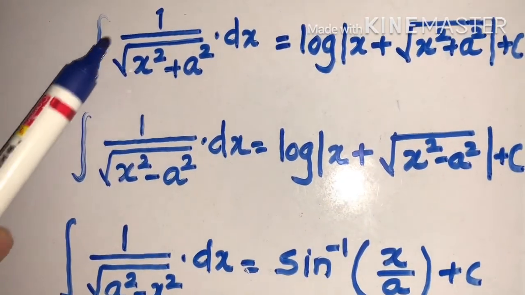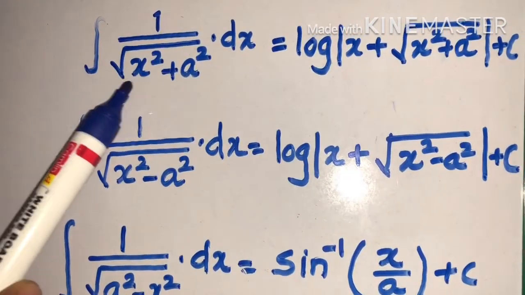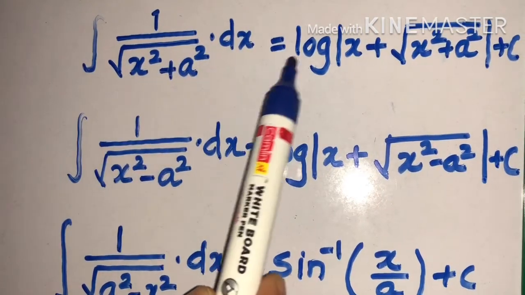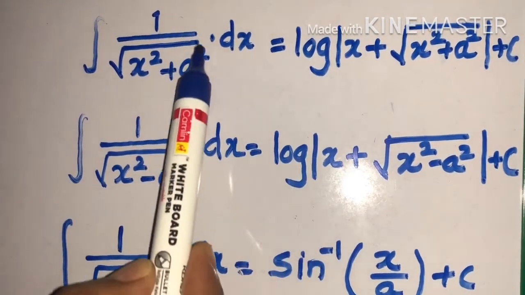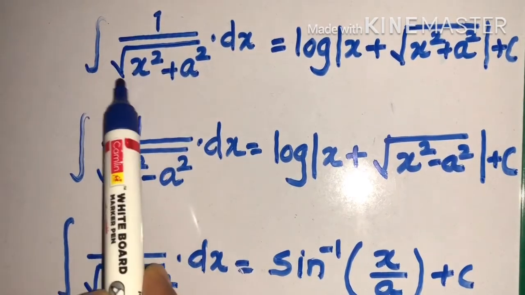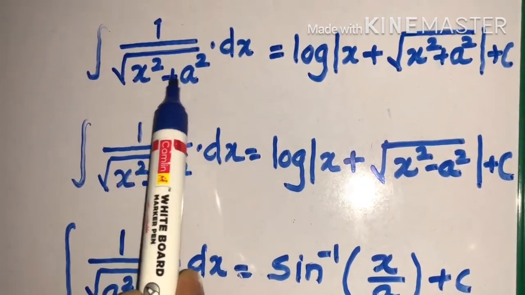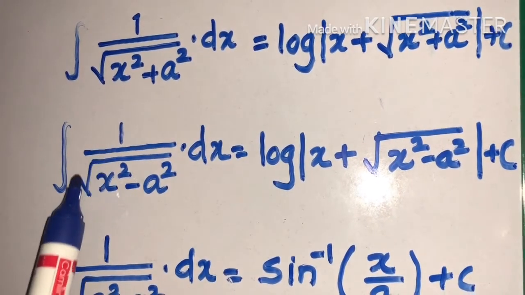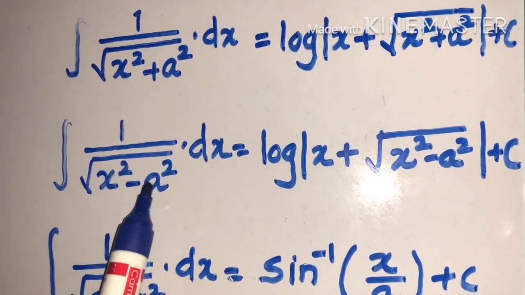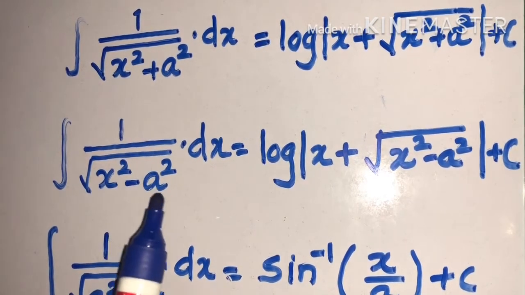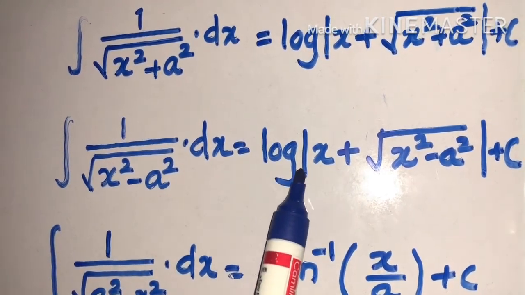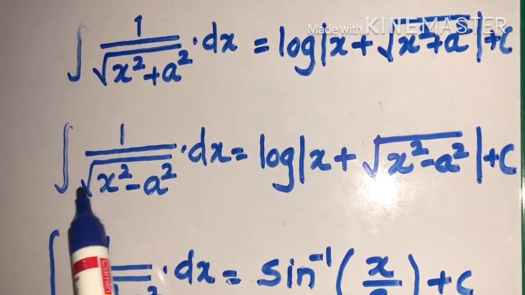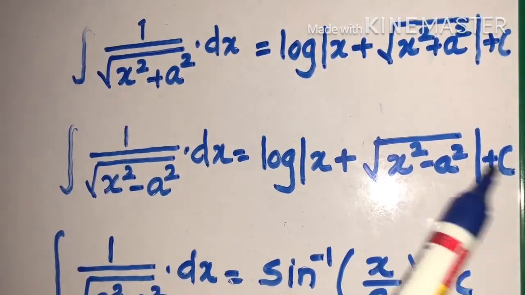First one is integration 1 upon root x square plus a square, that is log of mod of x plus same value, this one, that is root x square plus a square plus c. Second one is integration 1 upon root x square minus a square, whose value is log of mod of x plus, again same value, that is root of x square minus a square plus c.